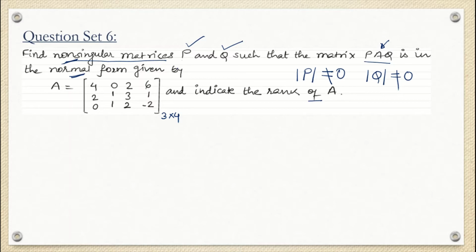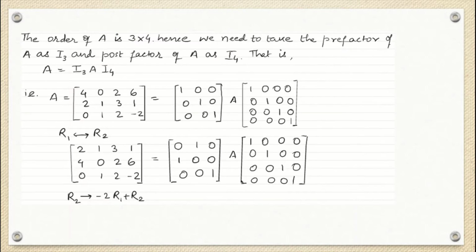Since we have covered these things, we are just going to start the question of how to find the rank of the matrix in this method. The matrix is already given to us, and my answer will contain the matrix P and the matrix Q. These are non-singular matrices such that PAQ will be in normal form, and then we will have to find the rank of the matrix. So these three things we have to find in this question. Let's start.